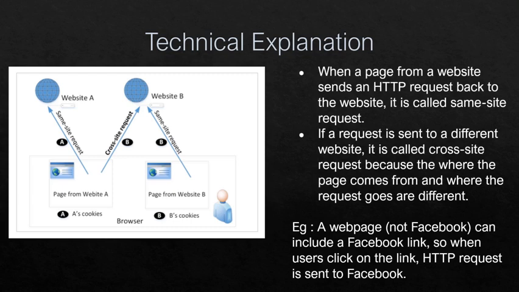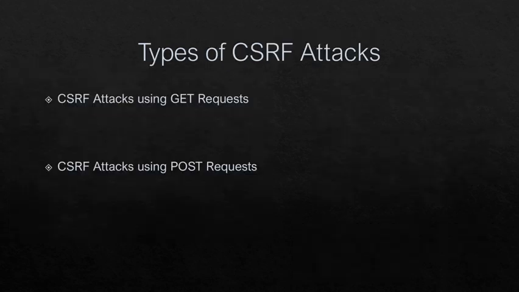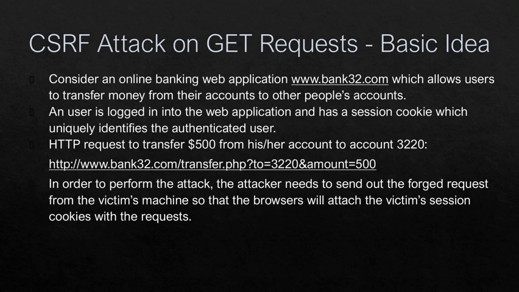From this diagram, we can see that if a request is sent from a page of website A to website A, it's the same site, and if it comes from website A to website B, it's cross-site. For example, a web page can include a Facebook link, so when a user clicks on the link, an HTTP request is sent to Facebook. There are two types of CSRF attacks: the GET request and the POST request. For our project, we use the GET request.